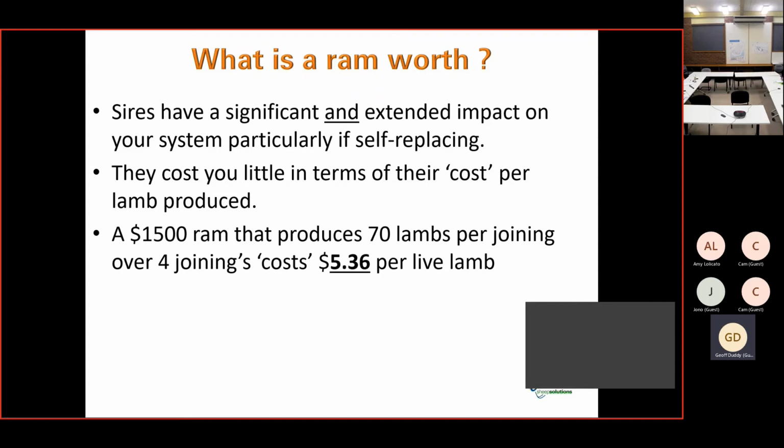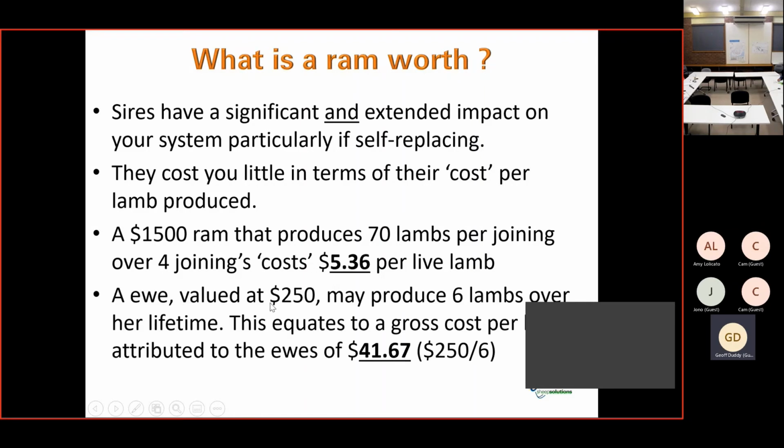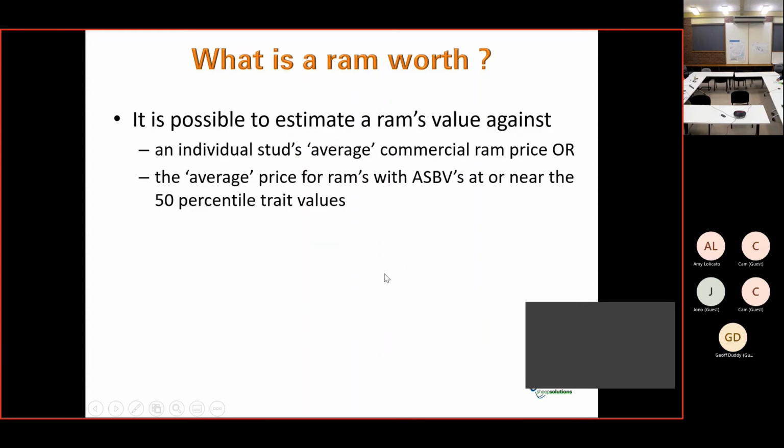If you pay $1,500 for a ram and you're doing well, if you can pick anyone up from any breed at the moment for that sort of money, and he gives you 70 lambs per joining over 4 joinings, that works out at $5.36 per lamb for all the lambs that he produces. A ewe, though, if she's valued at $250, which is probably under the mark, and she gives you 6 lambs over her lifetime, that works out at $41, $42 attributed to the cost of that ewe. So buying and paying for good genetics is cheap. So you've got to try and get best bang for your buck and buy the best ASBV values you can.